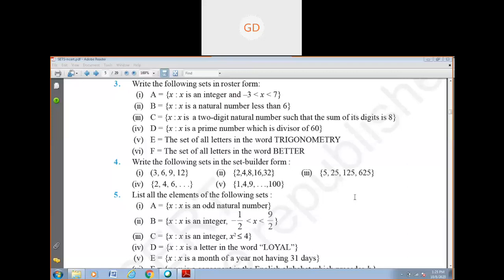And similarly, number 5: 1, 4, 9, up to 100. If we observe the characteristics of these elements, you can find it. So I am giving you 1 minute. Write it yourself.